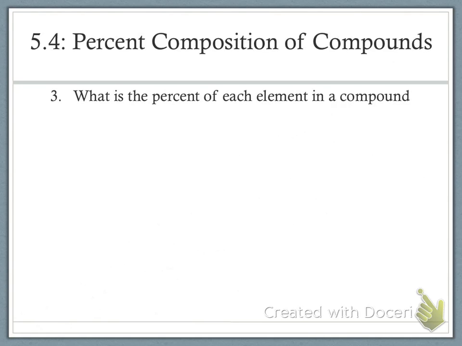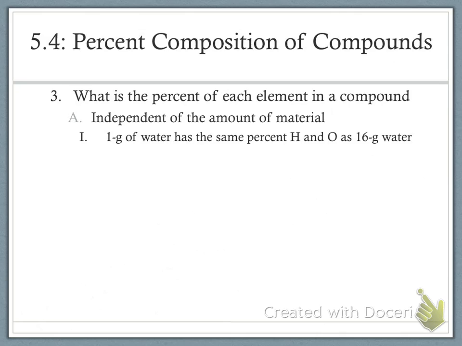So last thing then, if we now know how to compute the molar masses of compounds, we can figure out, if we have a particular compound, what's the percentage of each element in that compound based upon molar mass. Now, we've done this before based upon mass, upon grams, but never on molar mass. So the percent of each element in a compound is totally independent of the amount of material. 1 gram of water has the same percent of hydrogen and oxygen as 16 grams of water. It just doesn't, as an entire ocean of water. Okay? So totally independent of the amount of material.